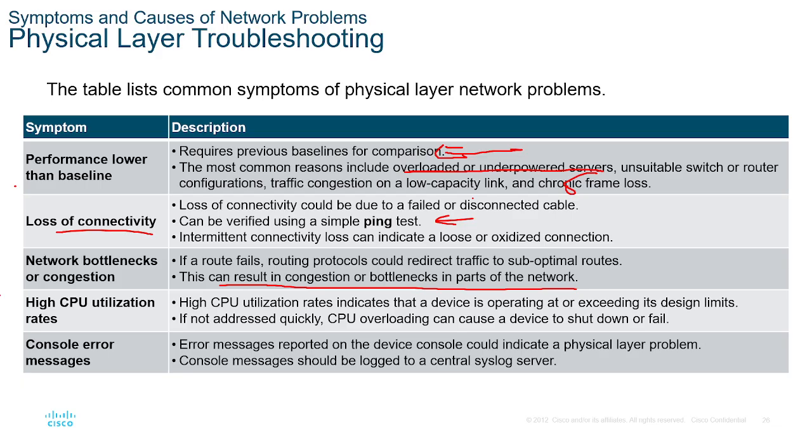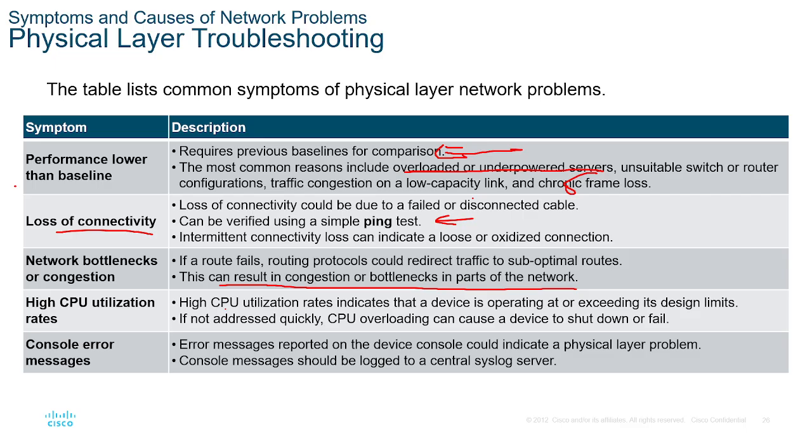High CPU utilization rate. Sometimes the CPU utilization rate indicates that the device is operating beyond its design limits. So you designed this switch or this router for 24 devices, and now it is 40 devices. At that time, you will have some problems, due to not making sure that your system was scalable when you first designed your network.